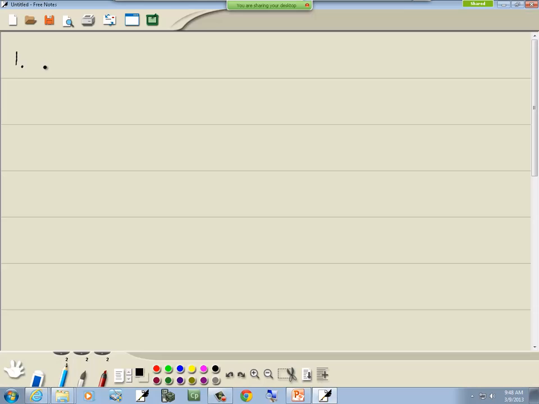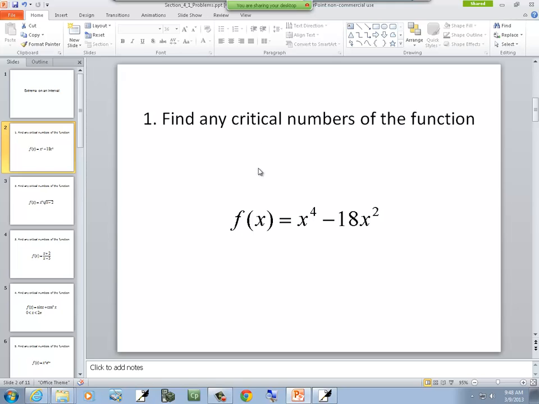We've got f of x equals x to the fourth minus 18x squared. Now, a critical number is different based upon what you're trying to find. Critical number means something important possibly is happening there. So let's take a look at this one. Specifically, when they're talking about the critical numbers here, they're talking about for extrema.